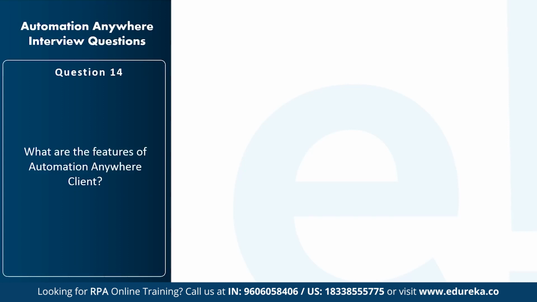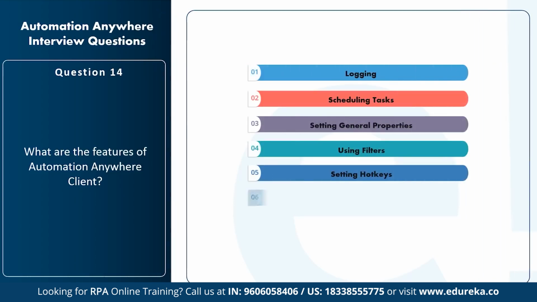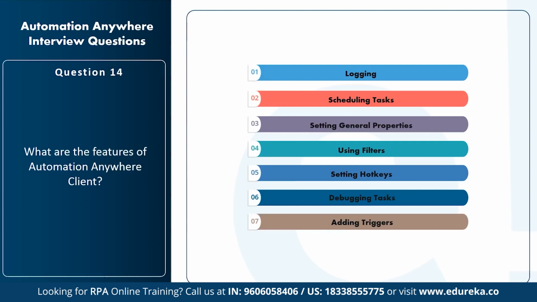So the features of the Automation Anywhere client, as you can see on my screen, are logging, scheduling tasks, setting general properties, using filters, setting hotkeys, debugging tasks, and adding triggers. Starting with logging, you can use the Log to File command to create a log file in which taskbot or metabot information can be stored.